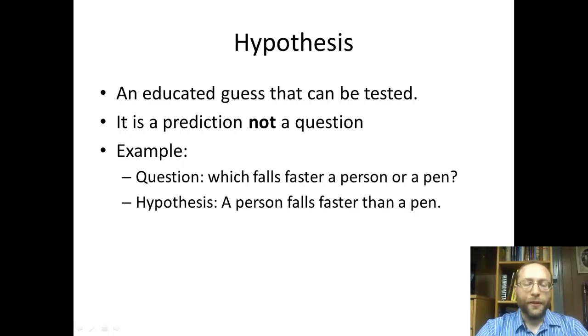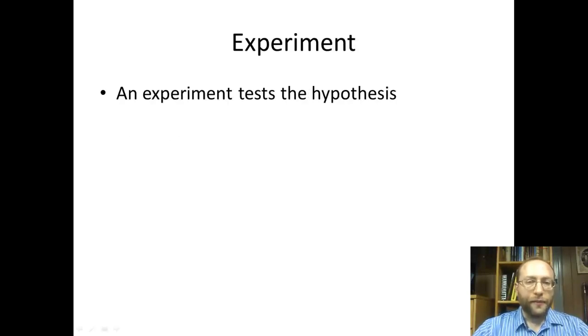It is also a prediction. It is not a question. If on an exam you asked what the hypothesis is and you wrote down a question, it will be marked wrong. So if you wrote down, which falls faster, a person or a pen, that's wrong. If you instead made it a prediction, a person falls faster than a pen, that would be correct. And the experiment tests the hypothesis.